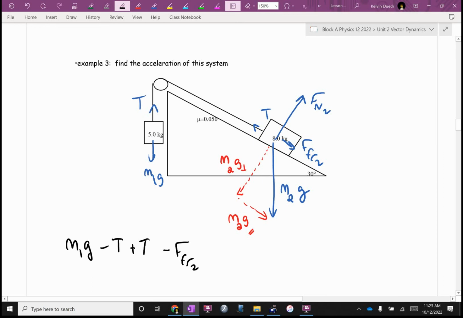Are there any other forces along the rope? Equals M all A.